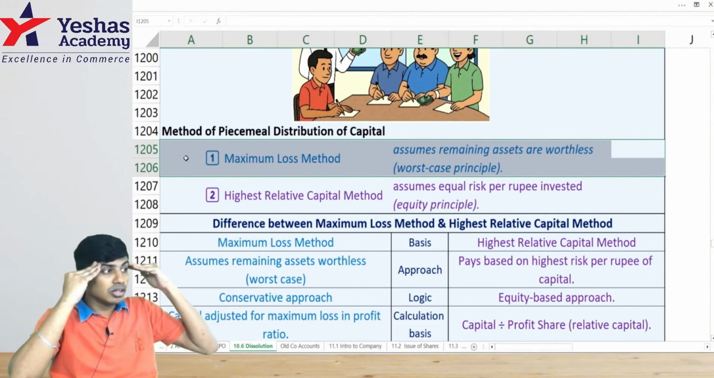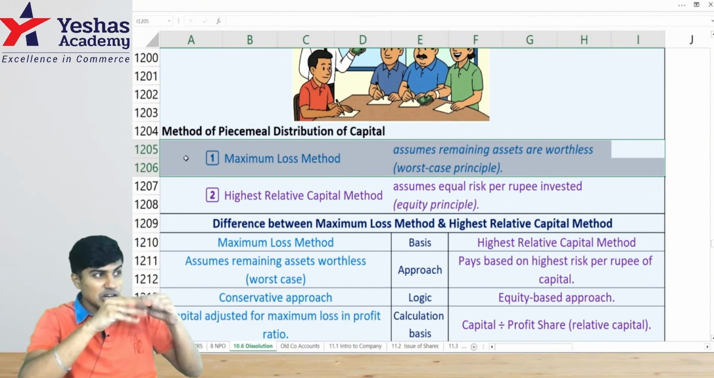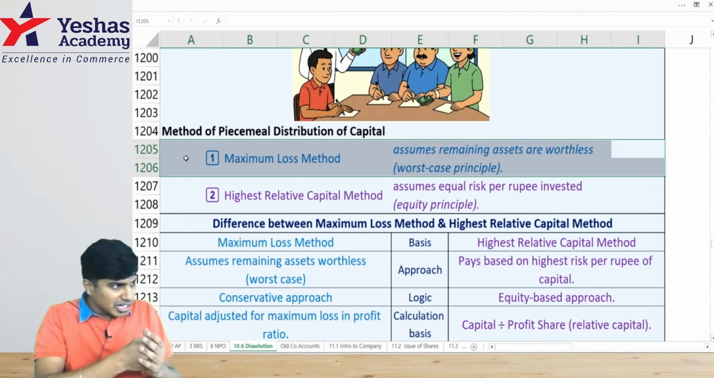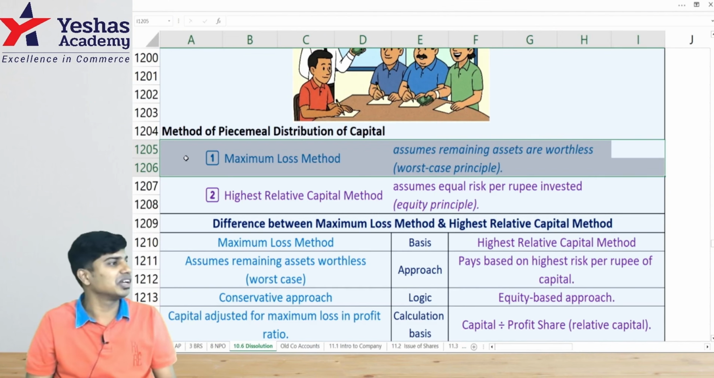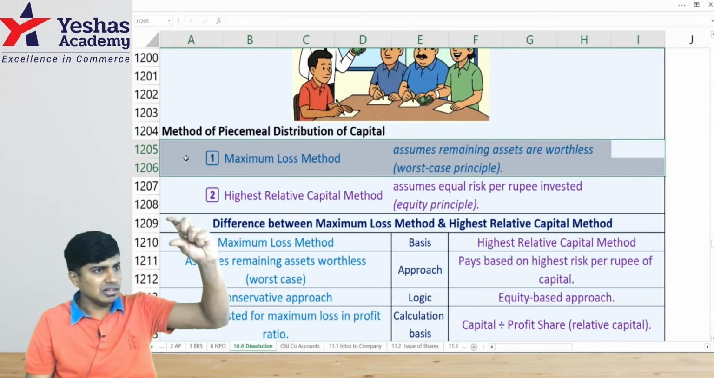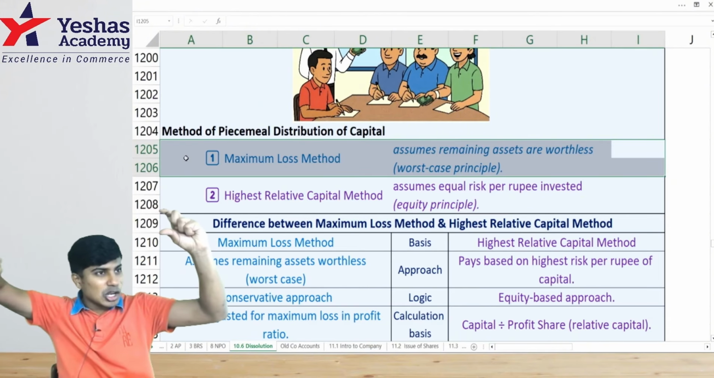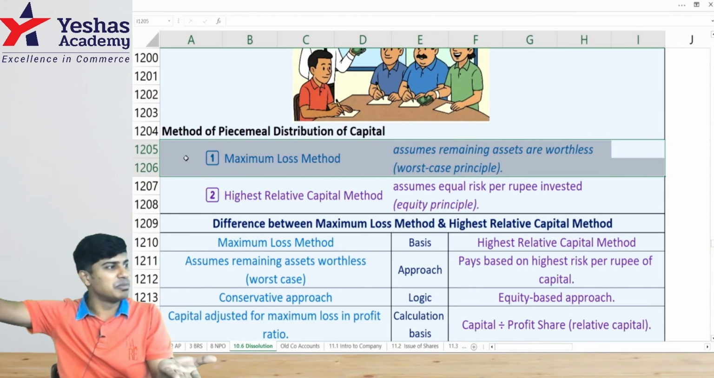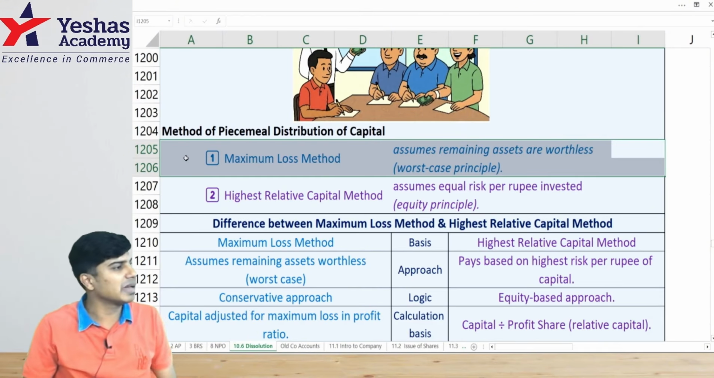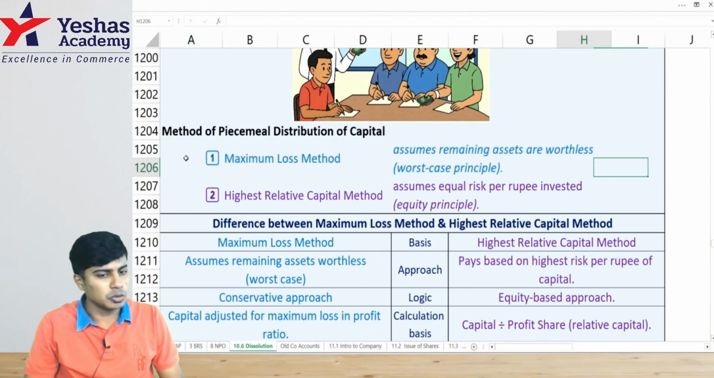We will compute how much is loss, how much money they will not get. If you find how much money they will get, that is the balancing figure: capital to be paid minus the loss that I won't pay. The amount to be paid will be found as a balancing figure. That is maximum loss. It's a pessimistic approach.